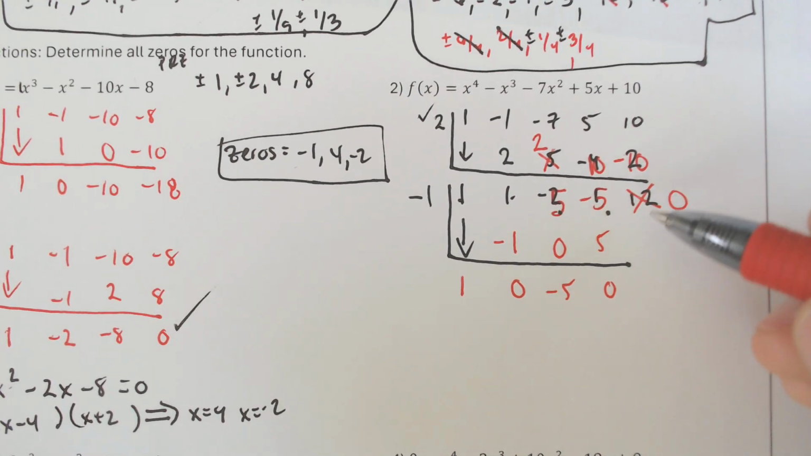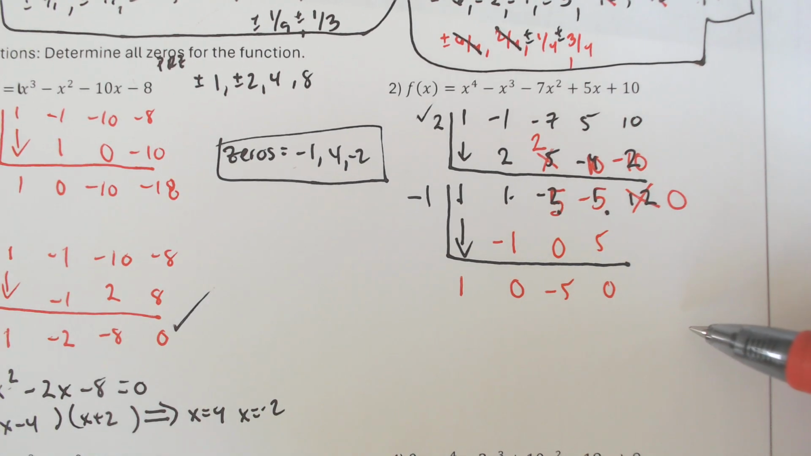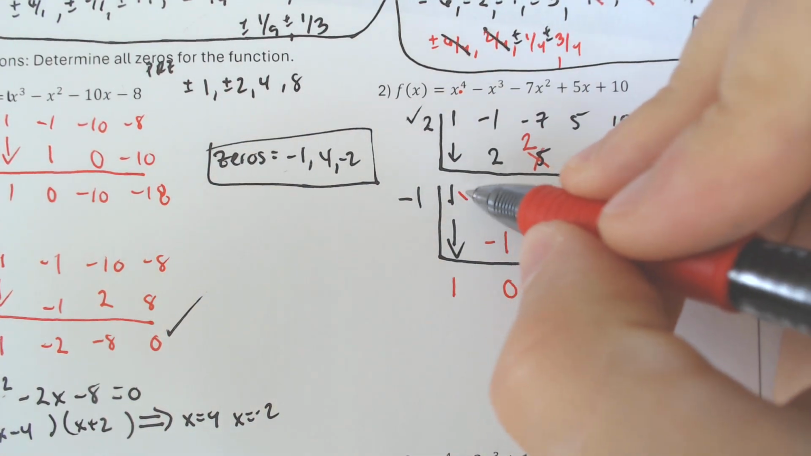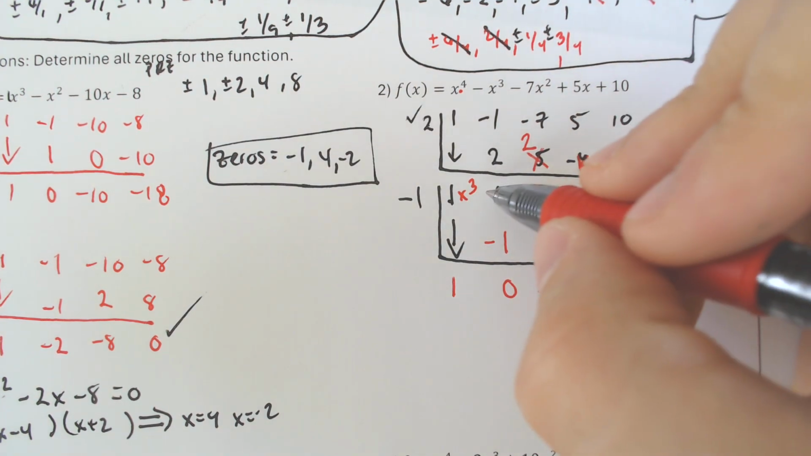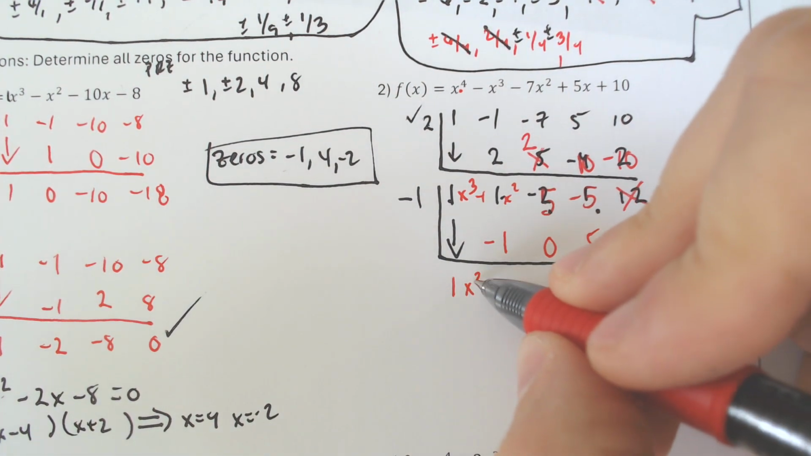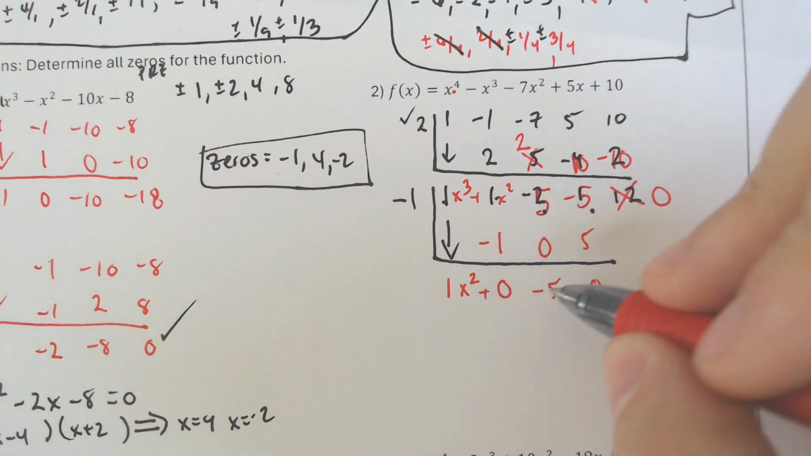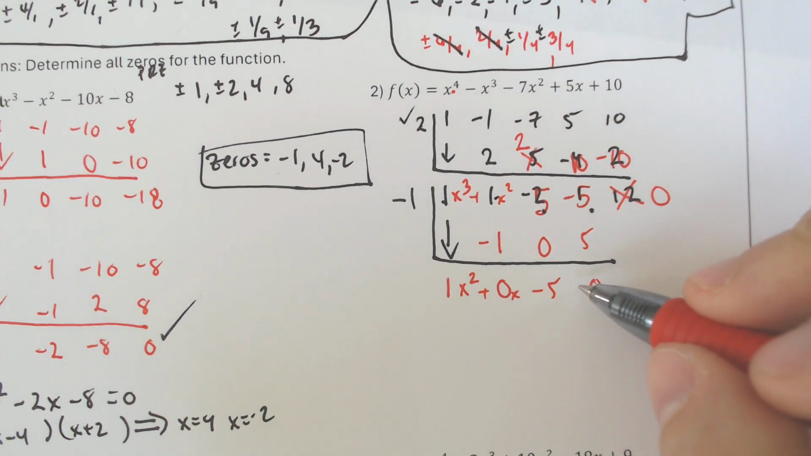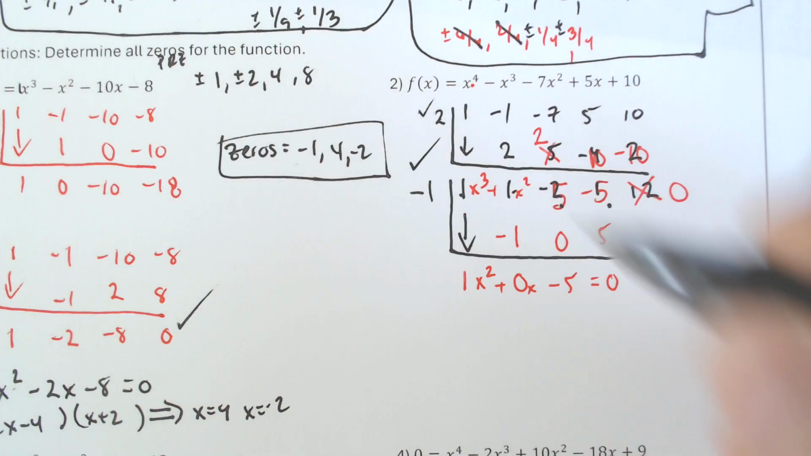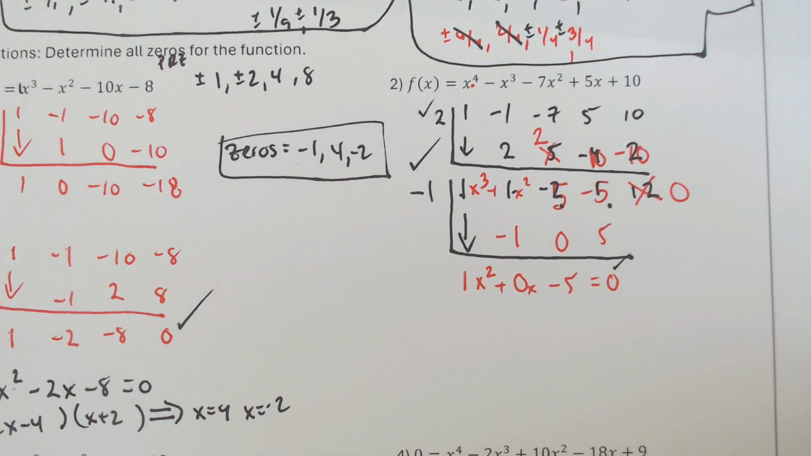Okay? The last number wasn't a 12, it was 0, so I didn't include it. So now we're left with, we started with x to the 4th. This would have been x to the 3rd plus 1x squared minus blah, blah, blah, which means this would be x squared plus 0x minus 5. Technically, if we're solving, we're equaling it to 0. So we had negative 1 worked because it gave us a remainder of 0.